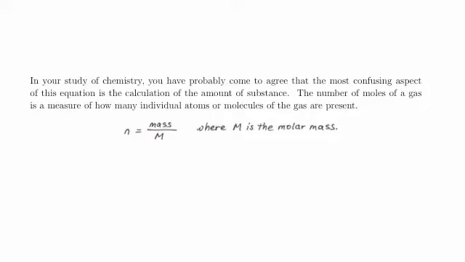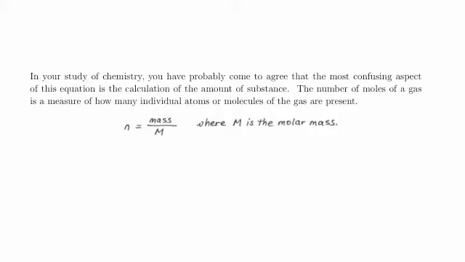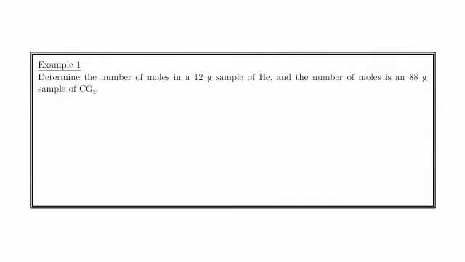And so we're going to do a couple examples. But that information you pick right off of the periodic table. And it's usually something that's right on there, and you just find the molar mass of it or the atomic weight of it. And then we calculate the number of moles. So here's a quick little example. Determine the number of moles in a 12-gram sample of helium and the number of moles in an 88-gram sample of carbon dioxide. All right, so let's look at helium first.